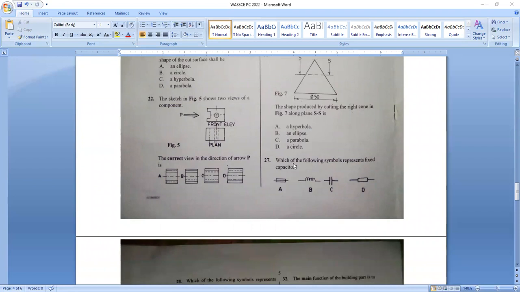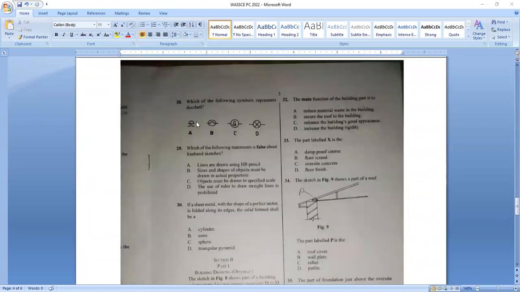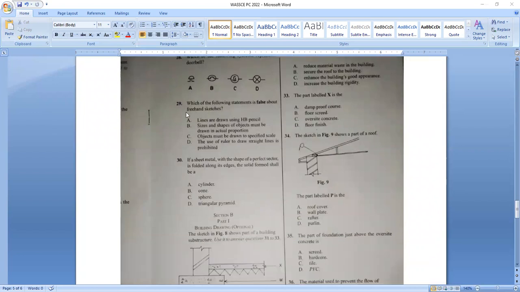Question 27. Which of the following symbols represent fixed capacitor? That is option C. So question 28. Which of the following symbols represent doorbell? That is option A. So the answer to that question is option A.